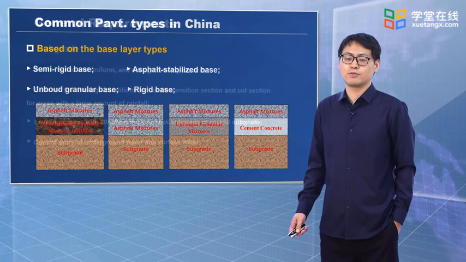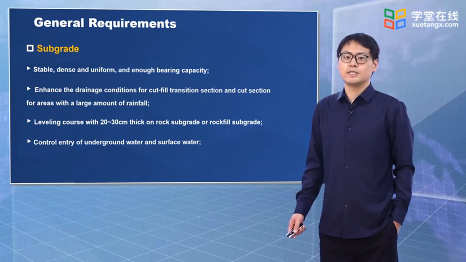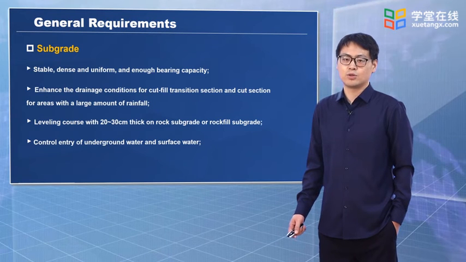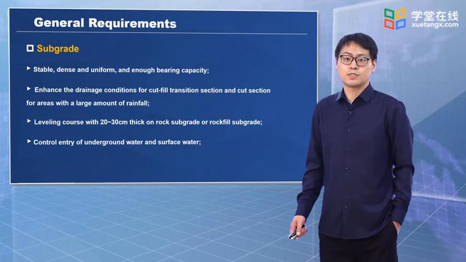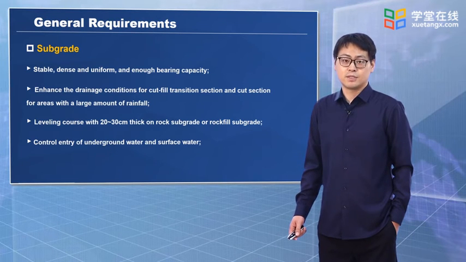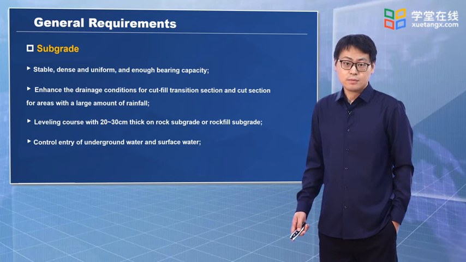In terms of general requirements for subgrade, it needs to be stable, dense, uniform, and have enough bearing capacity. Drainage conditions for cut-fill transition section and a cut section for areas with a large amount of rainfall need to be enhanced. Leveling course with 20 to 30 centimeters thick should be installed on rock subgrade or rock fill subgrade. Measures should be taken for control of entry of underground water and surface water.